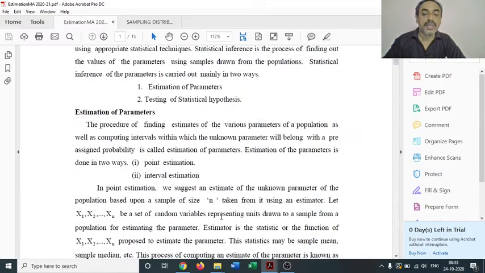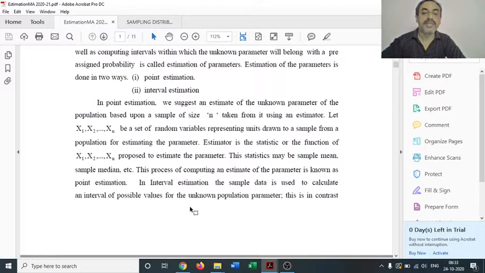So first we will consider estimation of parameters. In estimation of parameters, we have two methods. One is point estimation and the second is interval estimation. In point estimation, we suggest an estimate for this unknown parameter of the population. Suppose we have to determine a population parameter, say mu, that is the population mean. So we draw a sample from that population. Suppose the variables representing the sample are x1, x2, etc., xn. So based upon these variables representing the sample, we will formulate a statistic, an estimator.